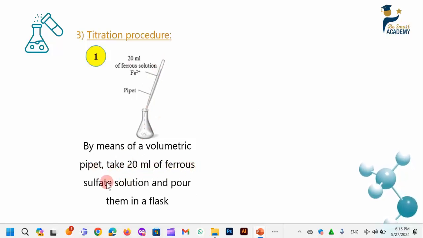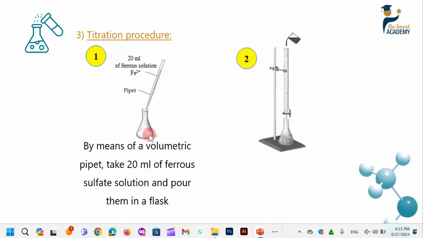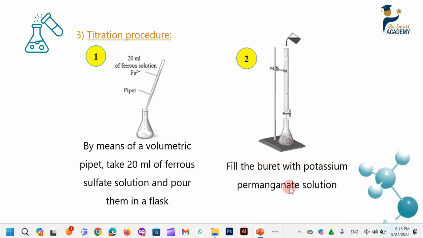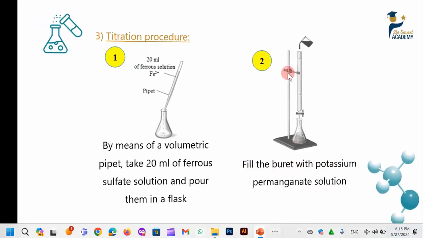Take 20 milliliters of ferrous sulfate solution, put them in a flask, conical flask or Erlenmeyer flask. Fill the burette with potassium permanganate solution.